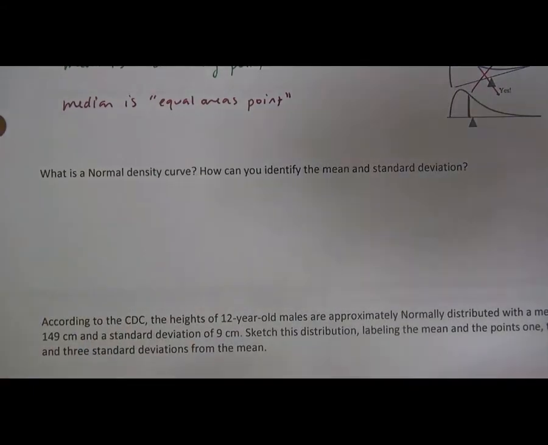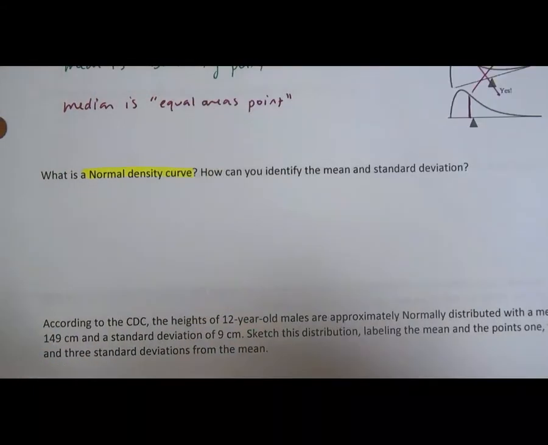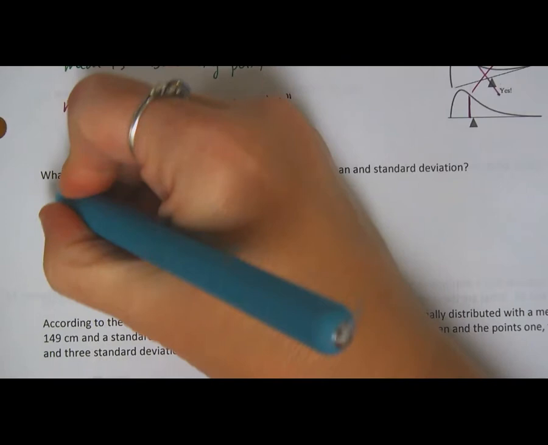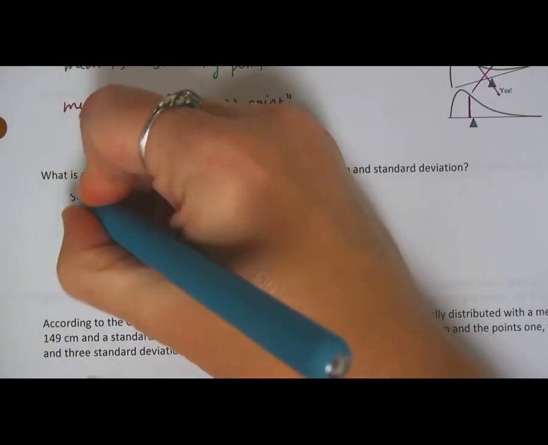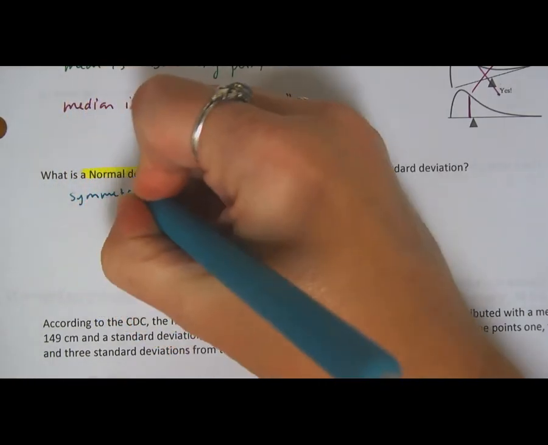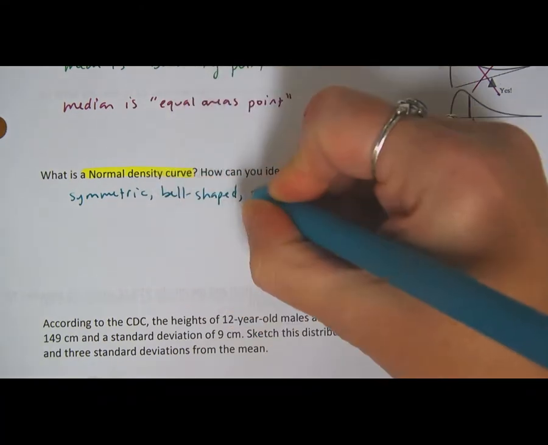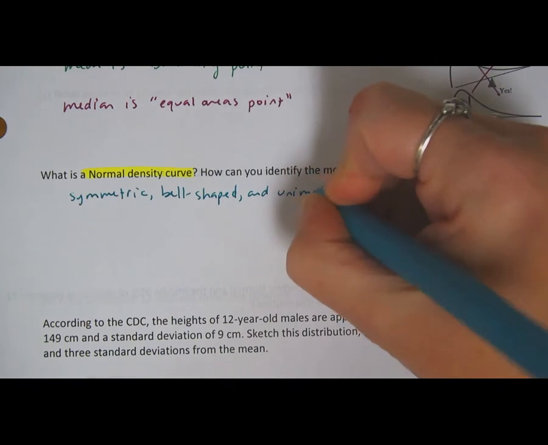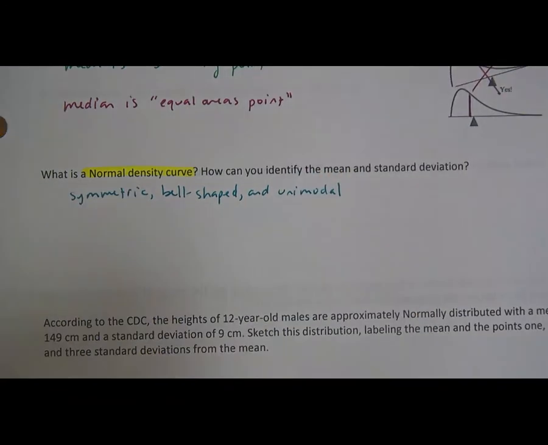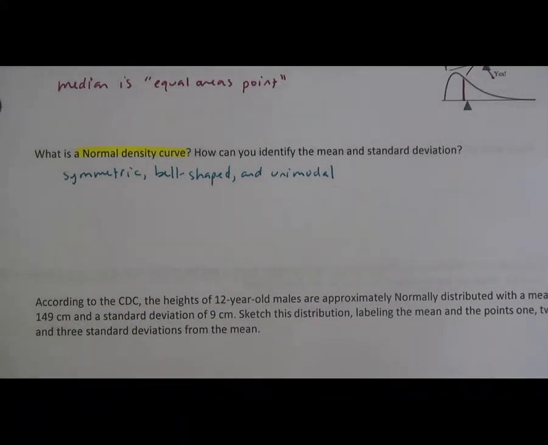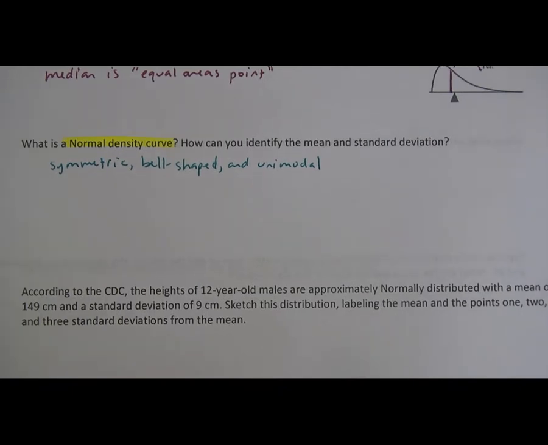you've got a normal density curve. What is a normal density curve? It's a specific type of density curve that is symmetric, bell-shaped, and unimodal. It's where we're headed in statistics. It's the classic statistics bell-shaped curve.